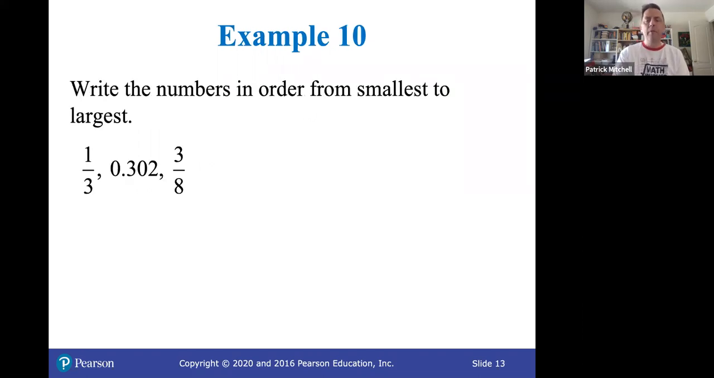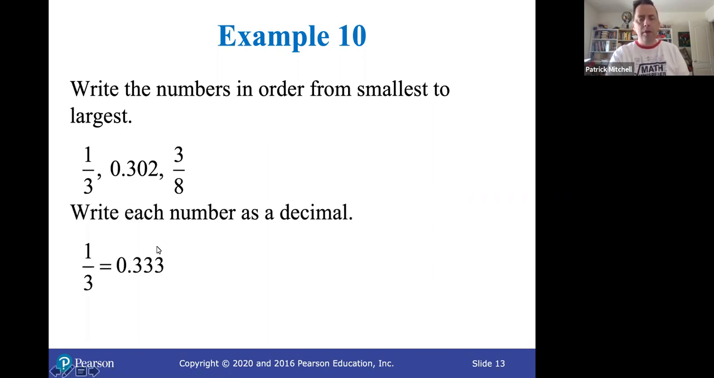Okay, same kind of problem, just with different directions. They want me to write these numbers in order from smallest to largest: 1/3, 302 thousandths, and 3/8. So let's convert 1/3 and 3/8 to decimals. 1/3 is actually 0.3 repeating, all right? This much of it is good enough for this problem though. And then 302 thousandths is just 302 thousandths. That's already a decimal. 3/8 is 375 thousandths. I believe we did that example earlier.